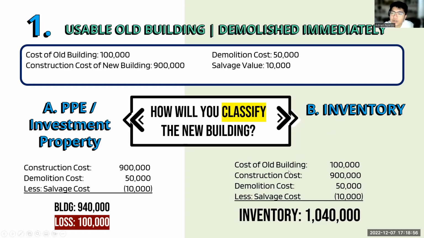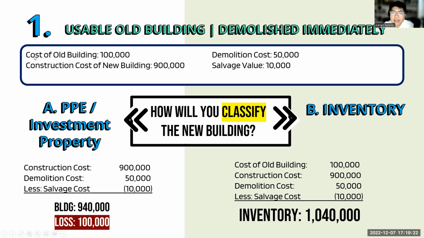Yes, i-add natin yung construction cost, yung demolition cost, and then net salvage cost. But the cost of old building would be added to your inventory valuation of that building. So now here, if you categorize it as inventory, your inventory will have 1,040,000. Instead of treating the 100,000 of the cost of old building as a loss, you will treat it as part of the cost of the new building. So yun lang yung difference.